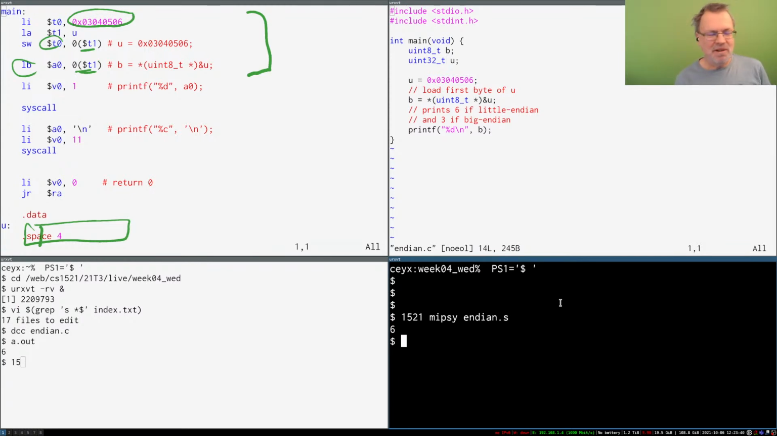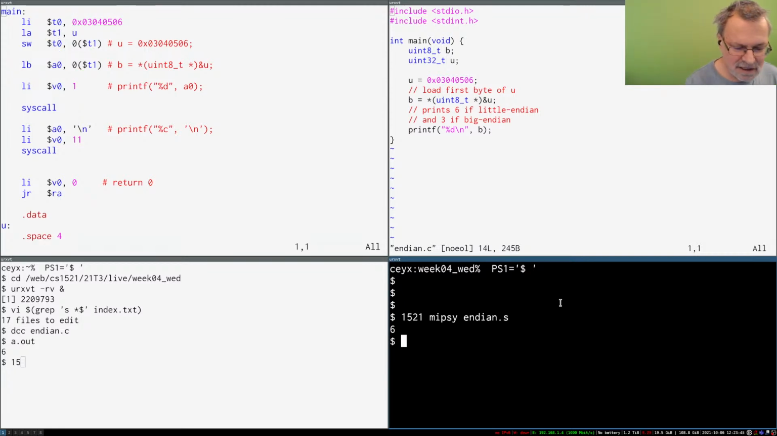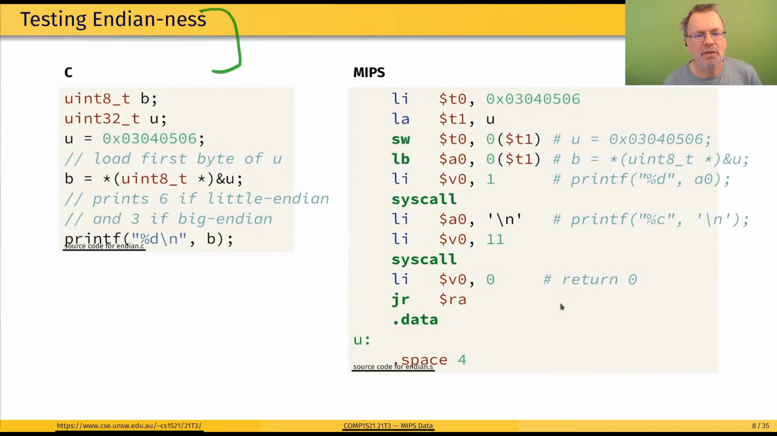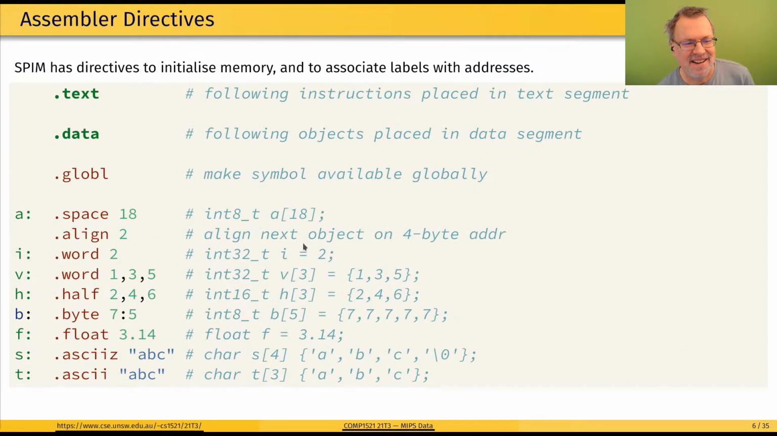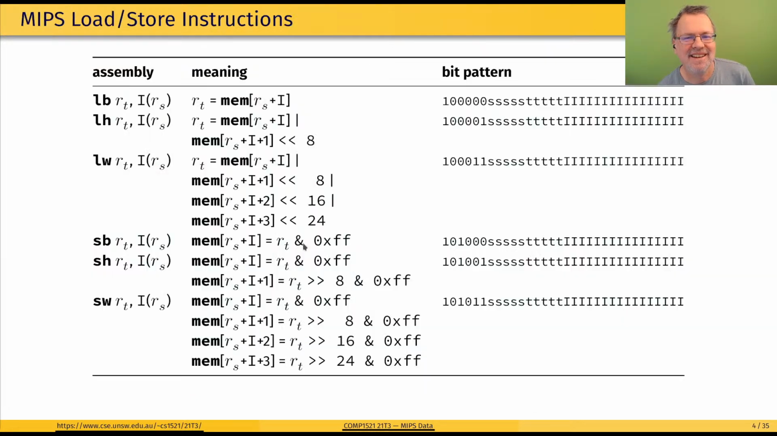Alright, and it prints out 6. So just these 4 instructions let us explore where the bytes are. You can probably use H2NS to simulate a big endian byte order if you wanted to attempt that.